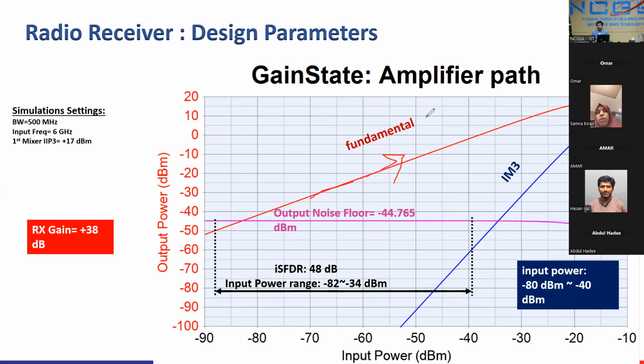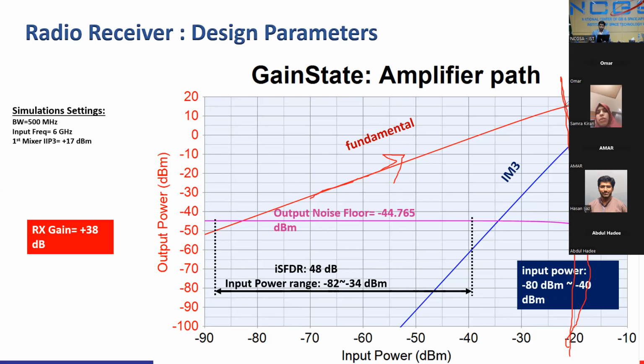At this point, this is around the compression point. You can see this is the 1 dB compression point, around minus 20. After minus 20, your gain is starting to fall. It's not increasing as much as the input was increasing. So that is the point, that is the compression point. Your gain is actually starting to compress.